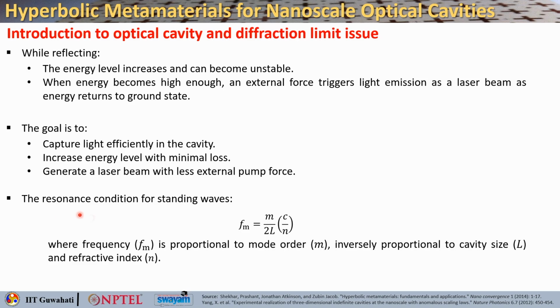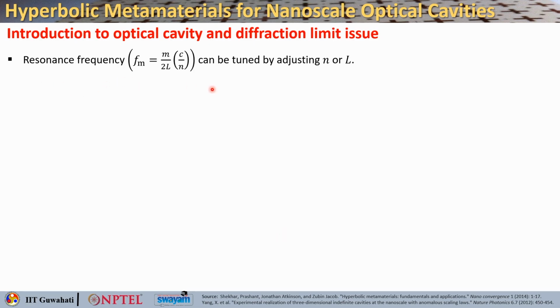The resonance condition for the standing waves that we just saw can be written as Fm equals m by 2L times c by n. Here m is the mode order, and we have seen m equals 1, 2 and 3. Fm is the frequency corresponding to each mode, and you can see that it is inversely proportional to the length of the cavity and the refractive index of the medium. If you want to tune the resonance frequency, you can simply adjust the length of the cavity or the refractive index of the cavity medium.